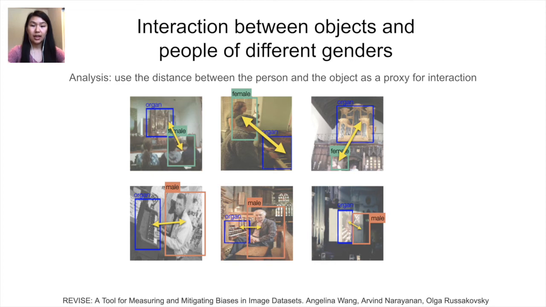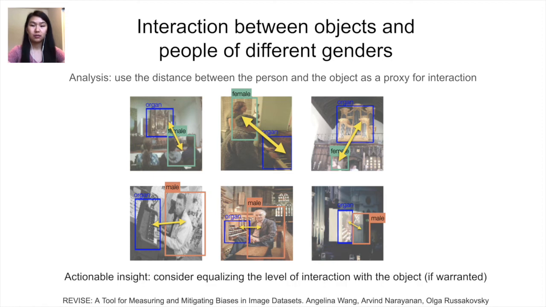With such metrics in hand, we can see that for this particular example of the organ instrument, when people who are female are pictured with it, they are oftentimes merely near the instrument in some way, whereas when people who are male are pictured with the instrument, they are featured actually playing it. These more subtle differences in how gender is portrayed are not captured in more basic statistics, such as counting the co-occurrences of people of particular genders with objects. The action that can be taken with this discovery is making sure that people of different genders are represented in comparable ways with the different objects.